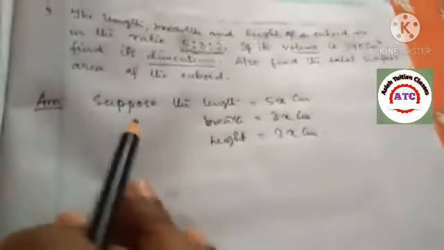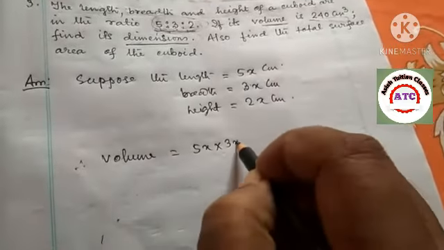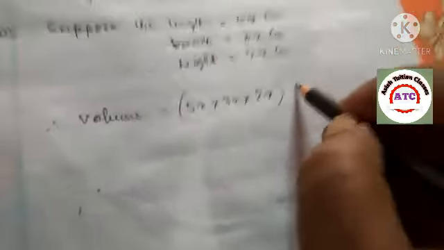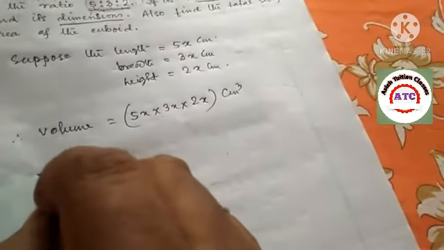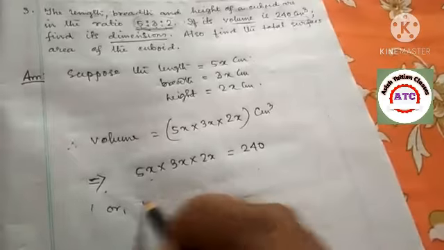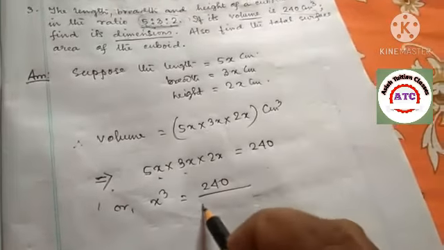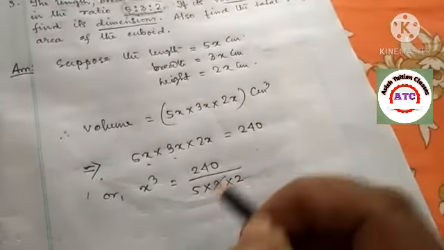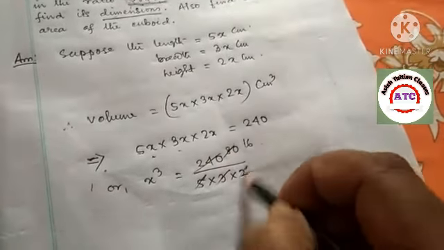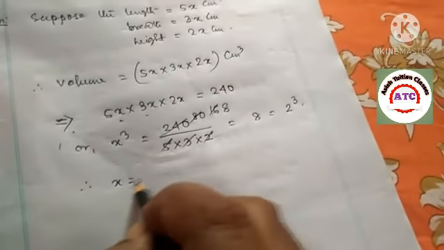Volume is 240 centimeter cube. Therefore, volume is equal to 5x into 3x into 2x centimeter cube. This implies 5x into 3x into 2x is equal to 240. This is the volume of the cuboid, 240 centimeter cube. So 30 x cube, this means x cube is equal to 240 divided by 5 into 3 into 2. x cube is 8. 8 means 2 cube. Therefore, x is equal to 2.